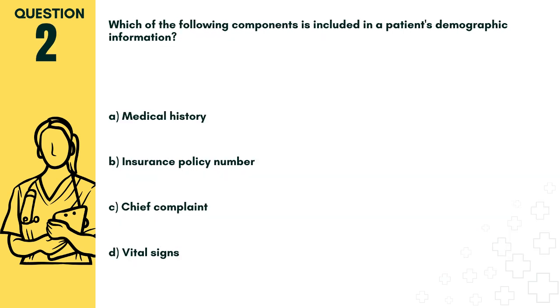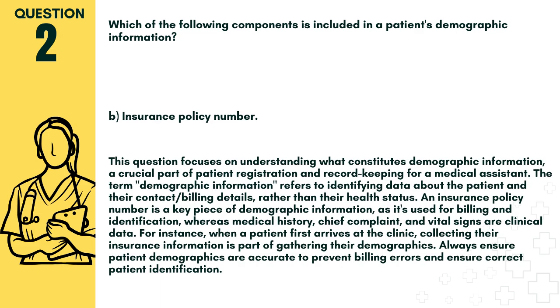Question 2. Which of the following components is included in a patient's demographic information? A. Medical history. B. Insurance policy number. C. Chief complaint. D. Vital signs. Answer: B. Insurance policy number.